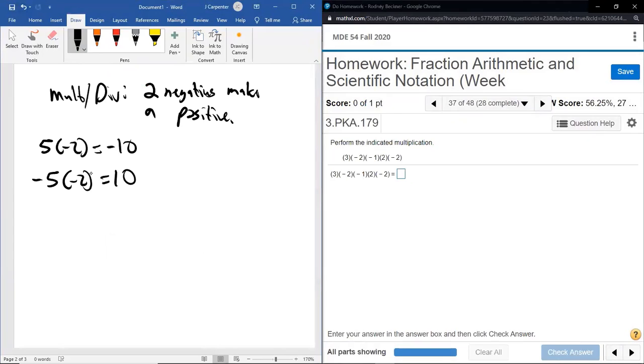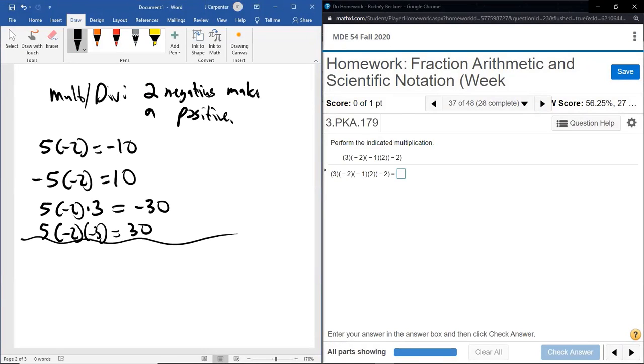Now this works with bigger products. If I have 5 times negative 2 times 3, 5 times the negative 2 is negative 10, then the negative 10 times 3 is negative 30. Some people will just say if they have an even number of negatives, the answer is positive. If they have an odd number of negatives, the answer is negative. But if I did 5 times negative 2 times negative 3, 5 times the negative 2 would make a negative 10. Then the negative 10 times the negative 3 would make a positive 30.